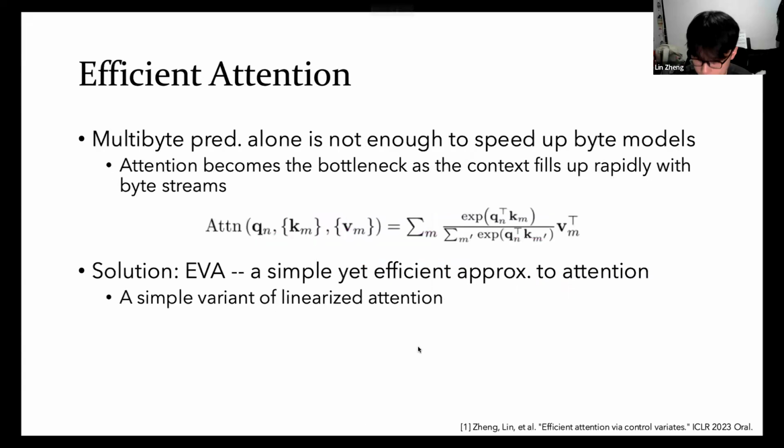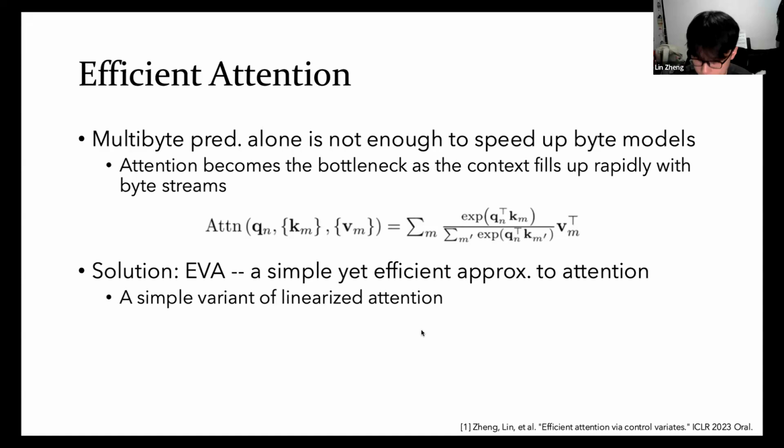Unfortunately, multi-byte prediction alone is not enough to speed up the whole byte model. The byte stream is much longer and quickly fills up the entire context window, so the standard attention softmax becomes the main bottleneck and greatly slows down byte model generation. We aim to address this issue with a very simple change to the existing architecture: replacing the standard attention softmax with a more efficient one, which we call EVA.